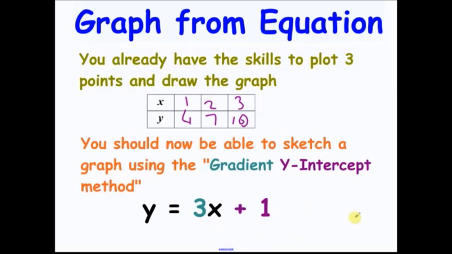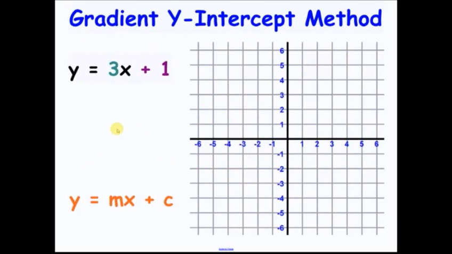Well, there's actually another way that we can do this, and that is using something called the gradient intercept method, because everything we need for our straight line is contained in the equation. We know the gradient is 3, we know it cuts the y-axis at +1, so we can draw our line using a method called the gradient y-intercept method. So let's have a look at an example then. y equals 3x plus 1.